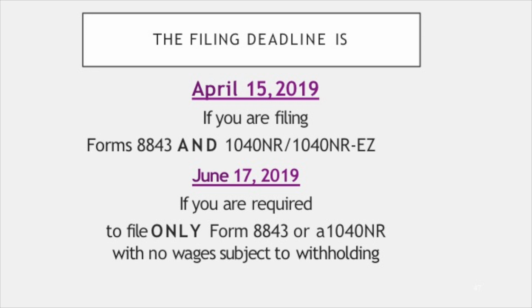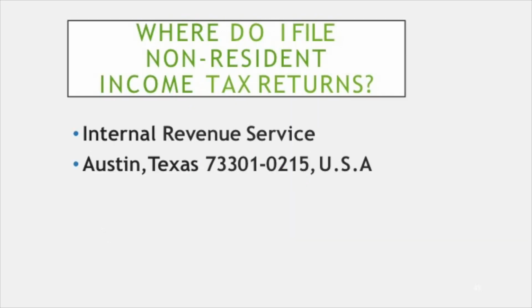If you're only filing the Form 8843, that form alone, or if you're filing a 1040-NR with no wages subject to withholding, then you could file on June 15th, which is what's normal, but apparently there's a holiday or weekend in 2019, so the actual date would be June 17th. Again, you file these 8843s with the IRS Service Center, and same with the 1040-NR.